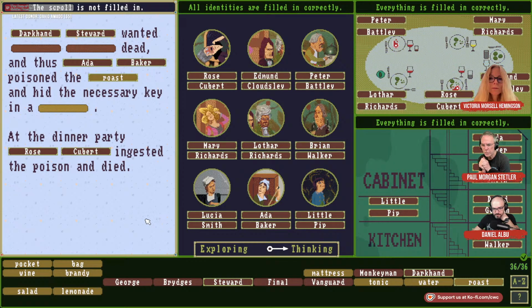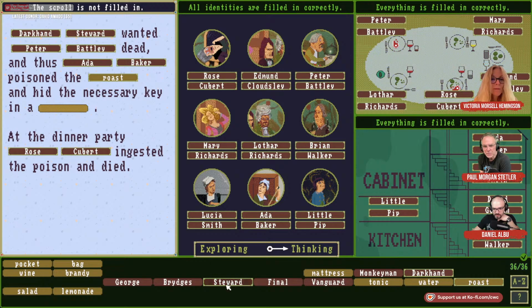We're getting closer. So Rose ingested the roast, but Peter also had the roast, right? Oh yeah, so it's got to be Peter Batley. Well, Rose and Edmund both had that tonic, so that's another. But Peter Batley, well, this makes sense. And then hid the necessary key in a something. Are we getting close? Put anything you want in that right now, just to see if we're close.